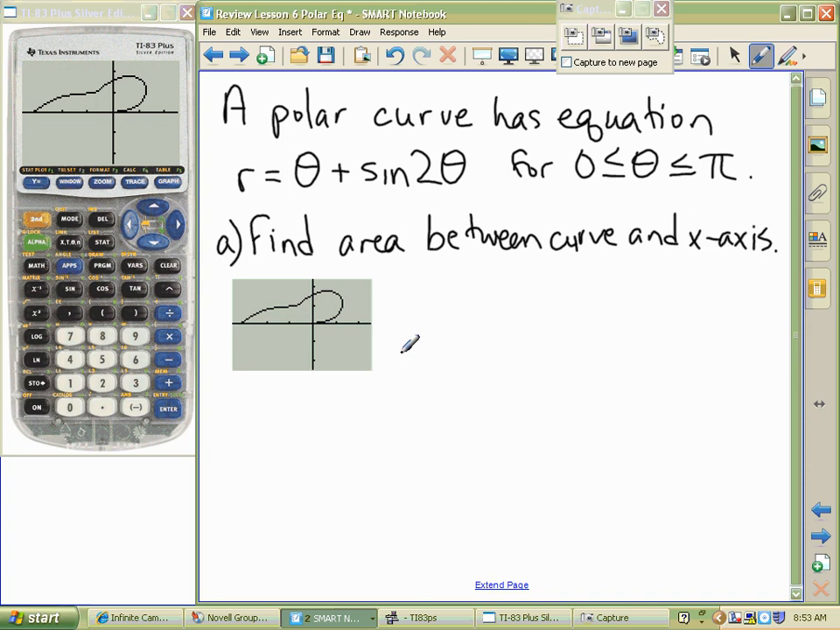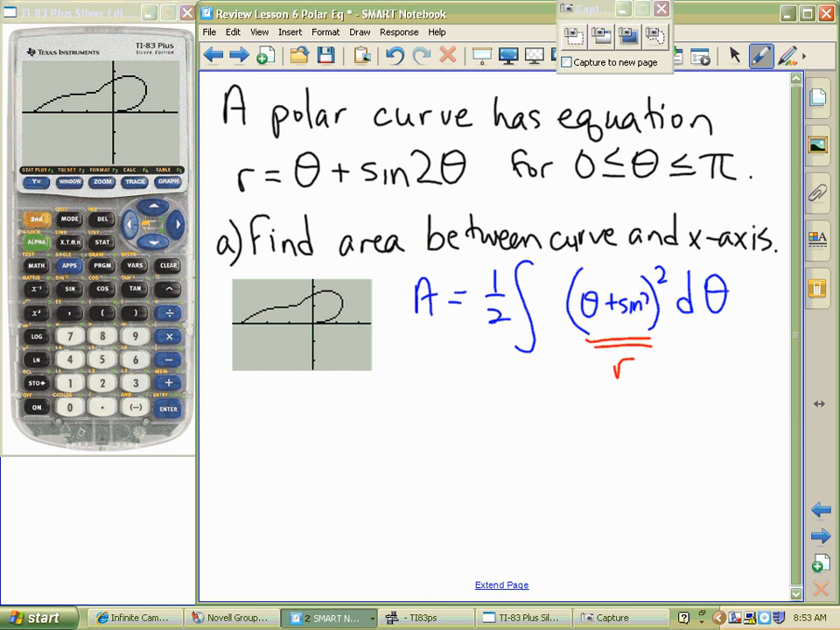Area between the curve and the x-axis. Dave, what's the integral? That's it. This thing right here is going to be r. It's 1/2 integral r squared d theta. r in this case is theta plus sine 2 theta.